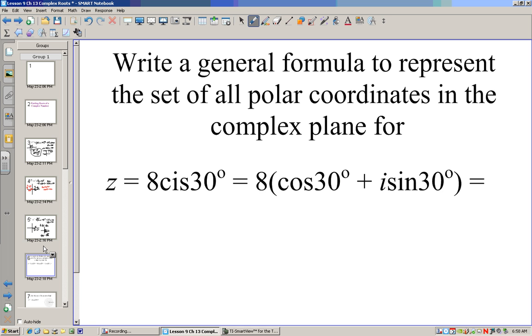All right. Write a general formula to represent the set of all polar numbers in the plane for 3 cis 30. Now, we could expand it like this, but if we want to represent all of these that represent that same spot, we would have cis 30 plus 360k, or we could use an n, whatever. If we keep putting in a whole number for k, we will find all of the values that represent this spot.